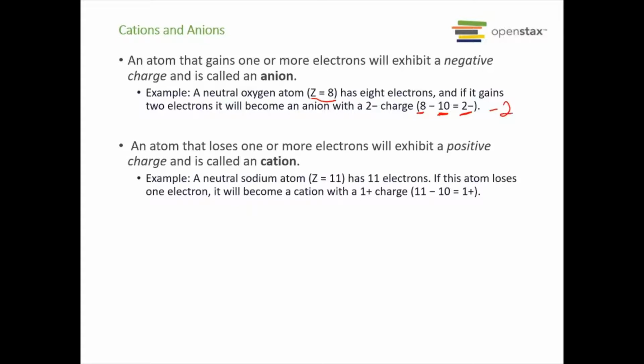It doesn't really matter. If an atom loses electrons, so it's giving away electrons, now you have more protons than electrons. It has a positive charge. It's called a cation.